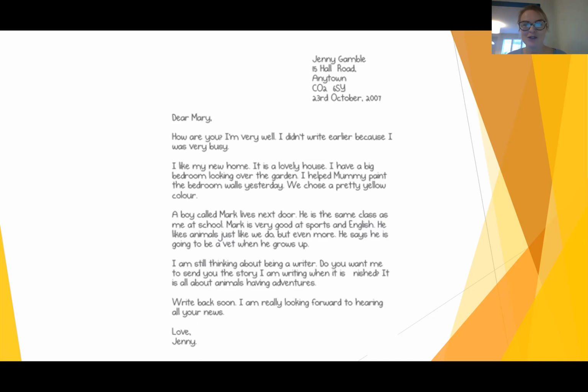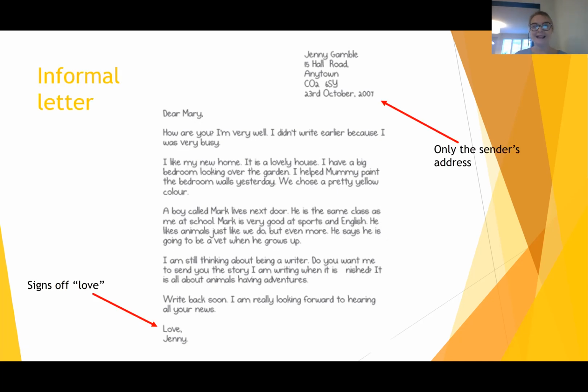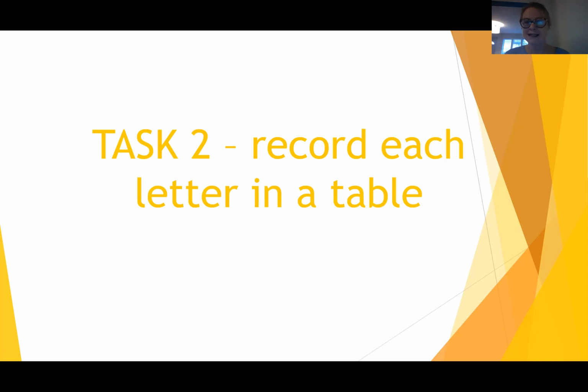I think it's going to be informal because it's just got the sender's address, and it looks like Jenny knows the person she's writing to because she's written love. Let's see if I'm right. Brilliant, I am right. It's got only the sender's address and it signs off with love from Jenny. Fantastic, brilliant.